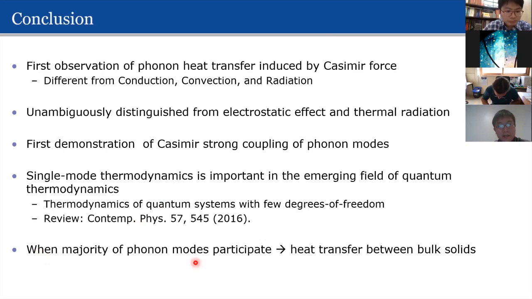And again, at the end, I want to say, right now we are looking at single modes, but as the distance gets shorter, when the majority of phonon modes participate, it will go back to heat transfer between the bulk solid, like in the conventional traditional heat transfer experiment.